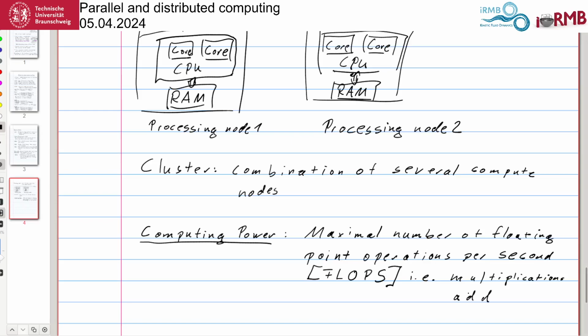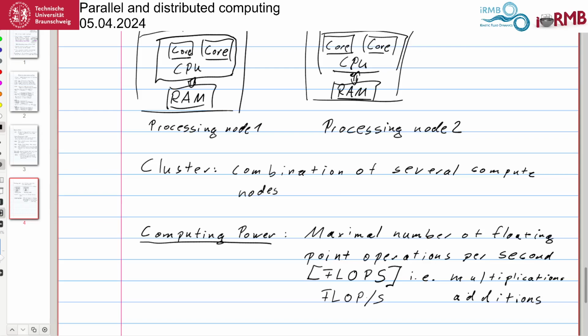Or additions, usually. Okay, so unfortunately, the literature is not absolutely consistent, or at least not with physical units. So you could also write this as floating point operations per second. I would actually prefer to write it like this, and sometimes it's written like this, but it's more often written this way.